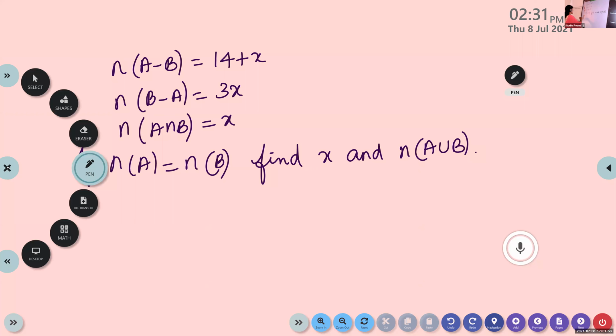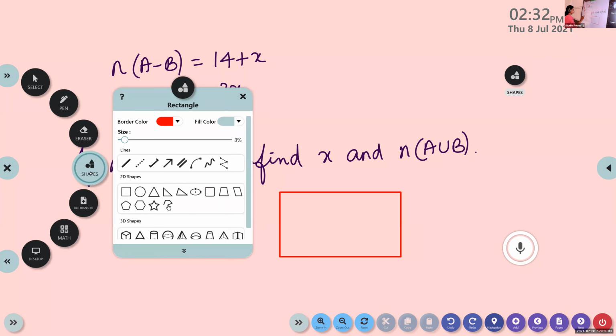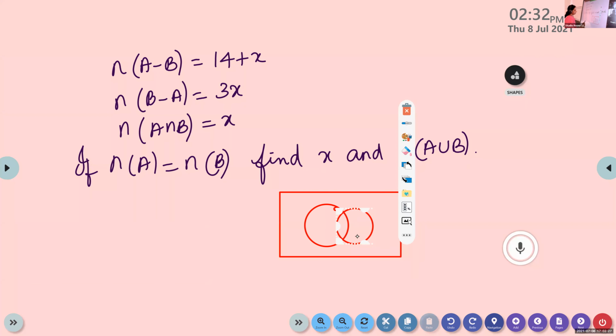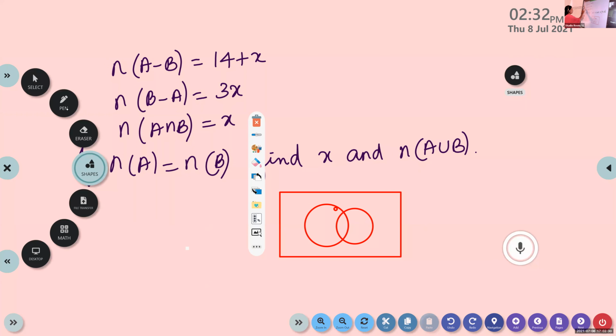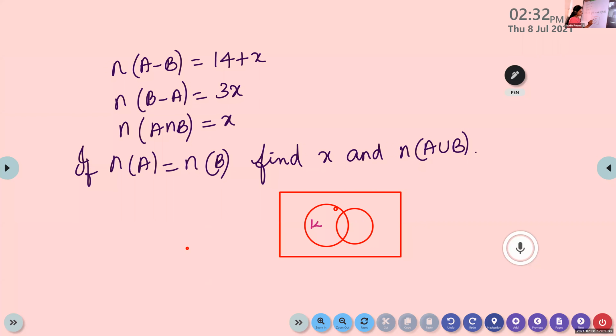Check whether you have drawn like this. Here it is 14 plus x, then here x, 3x, A, B. Just draw this one and name it.